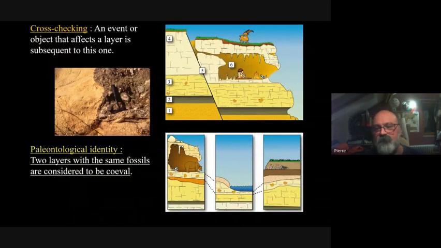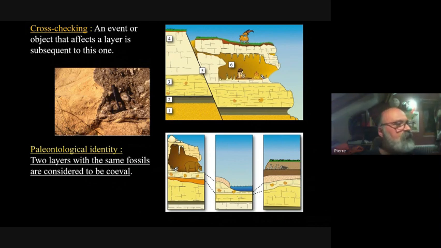The last two stratigraphical principles: the first one is cross-cutting, saying if you have an event creating alteration on a pre-existing element, it signifies that this disturbing event is younger than what is disturbed. It's difficult for me, sorry.